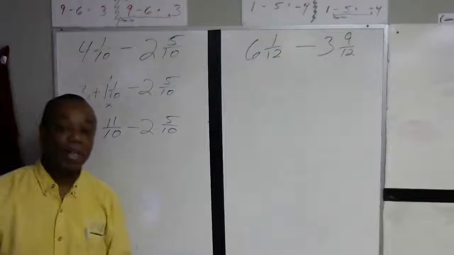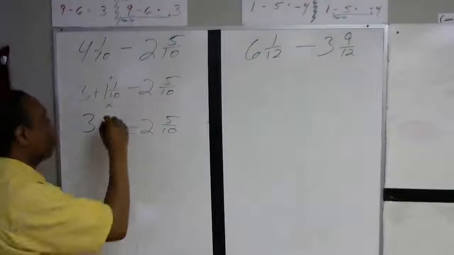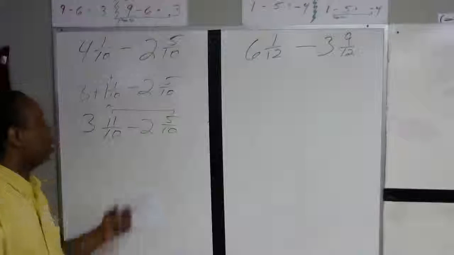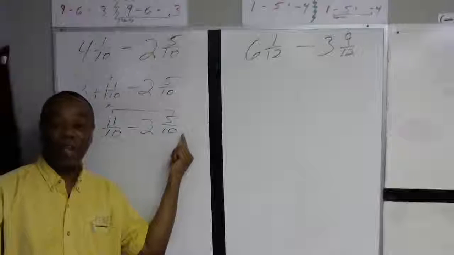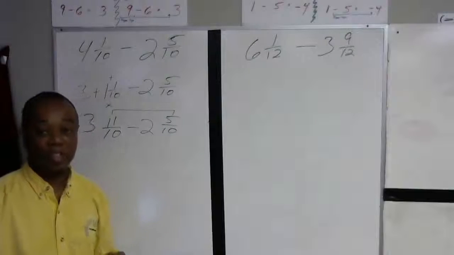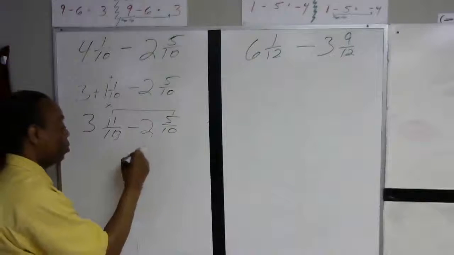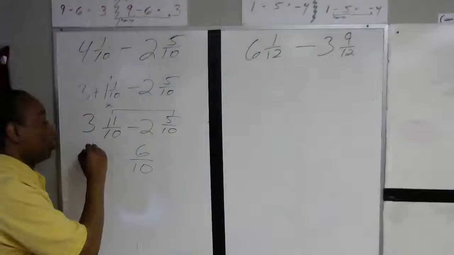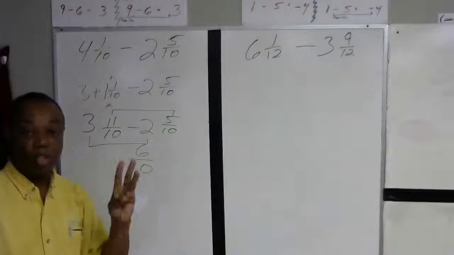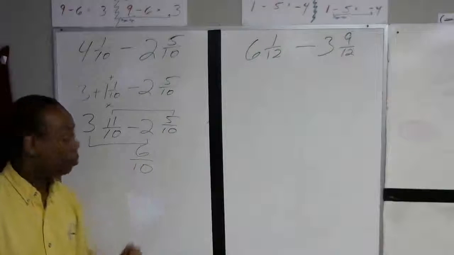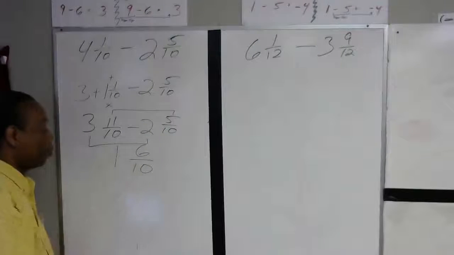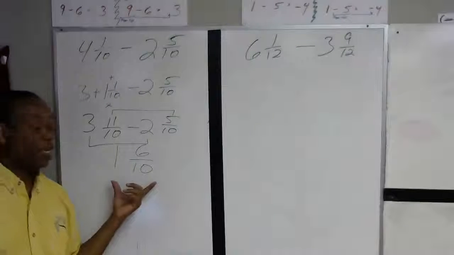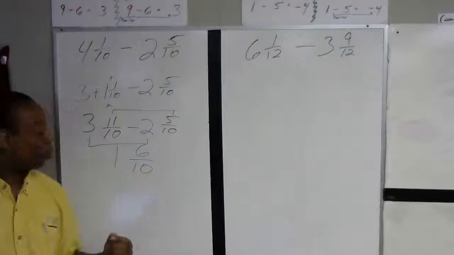Okay, now I can subtract my fractions. 11/10 minus 5/10 will leave 6/10. And then when we subtract the whole numbers, 3 take away 2 will leave 1. Now that I have my mixed number, I simplify it.